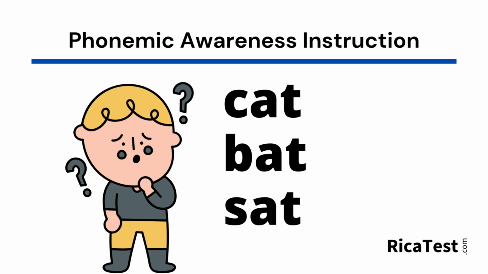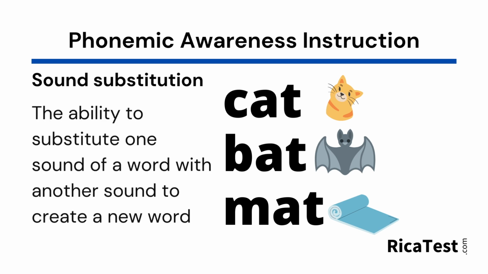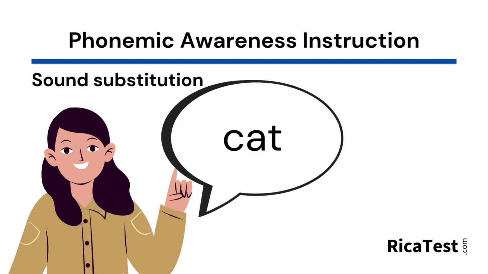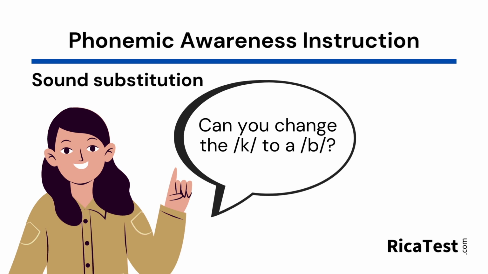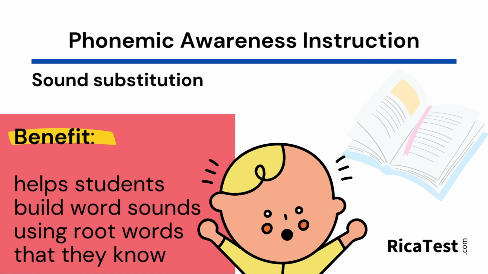In this example, the student is struggling to read words from a list that shares a common phonics pattern. For this reading need, the teacher will build the student's sound substitution skills, which is the ability to substitute one sound of a word with another sound to create a new word. The teacher starts by saying cat and asks the student, can you change the k to a b? And the student says bat. Sound substitution helps students build word sounds using root words that they already know.